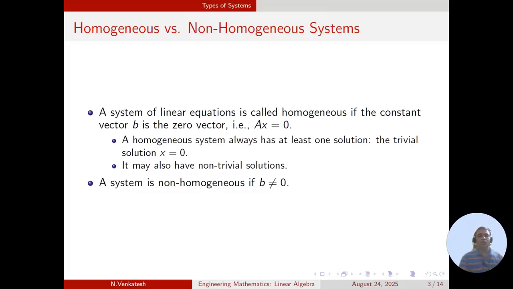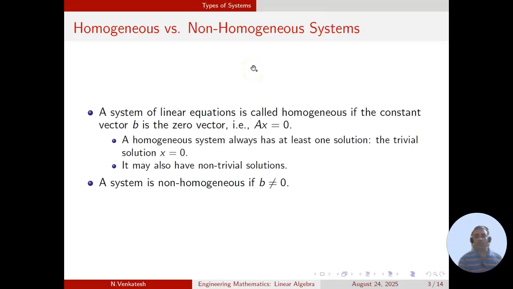Now, we had seen that a system of linear equations can be written in a matrix form where A is the coefficient matrix, X is a variable vector, that is a column vector, and B is the right hand side elements vector. So the general equation is Ax equal to B.